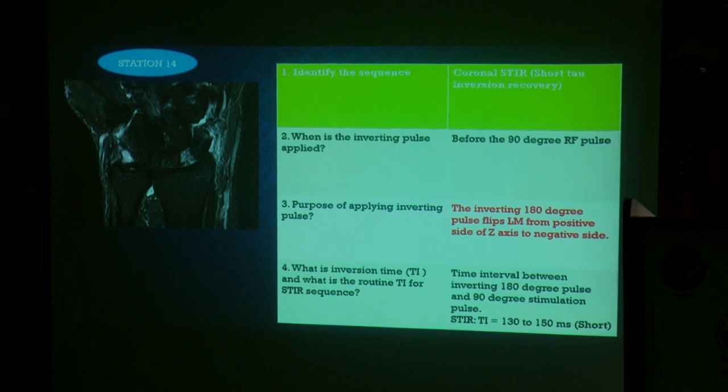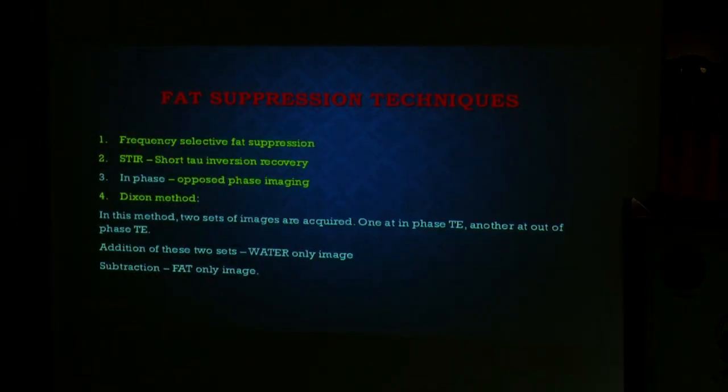The 180-degree inverting pulse should be applied before the 90-degree exciting pulse. The purpose of applying the inverting pulse is to convert the net magnetization vector from the positive side to the negative side. It is the basic purpose of the inverting pulse. So what is the inversion type for the STIR sequence? The name itself says short tau inversion recovery. The word short refers to only a 130 to 150 millisecond inversion time, whereas FLAIR is a long inversion time recovery sequence. For suppressing water we use the FLAIR sequence, that is a long inversion time, 1500 milliseconds.